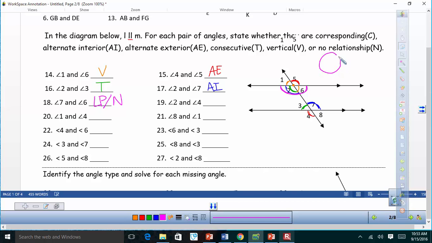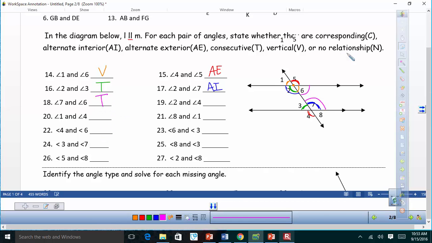Yes, Hannah? Is it a 2? Okay, let's try that again, since I drew all over everything. Okay, so this is 7 right here. 7 and 6. So those are consecutive. Thank you.